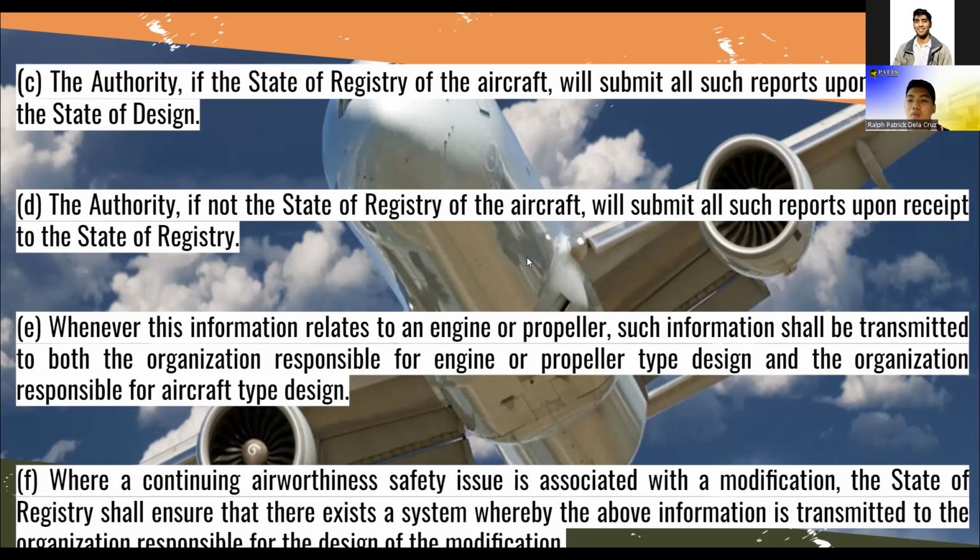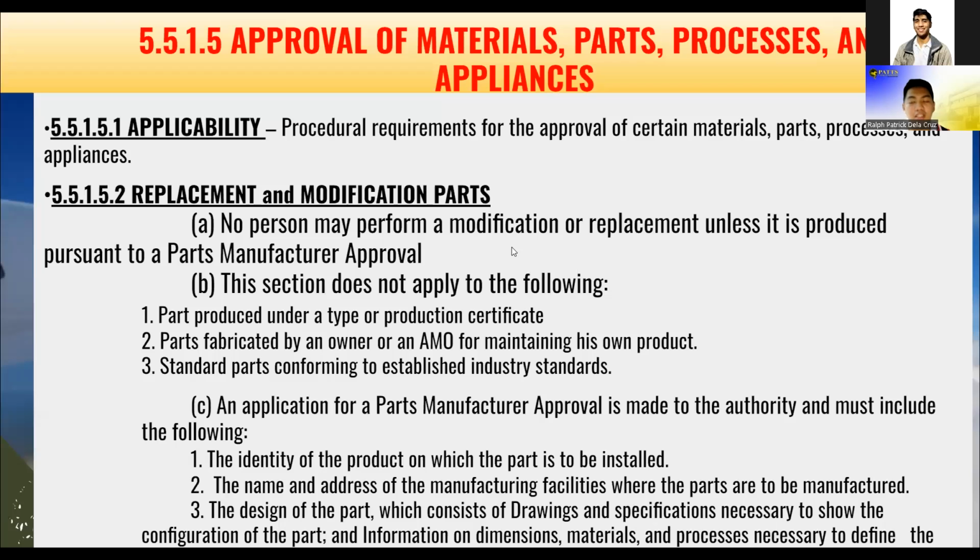For letter E, when the report is about an engine or propeller, the report will be sent to the organization responsible for its type of design and to the aircraft type of design. Lastly, when there are modifications that affect continuing airworthiness safety issues, the state of registry is responsible for transmitting the information to the organization responsible for the design of the modification. And for the approval of materials, parts, processes, and appliances, for the applicability, these are the procedural requirements for approval.